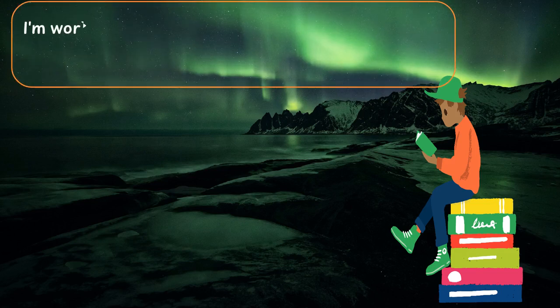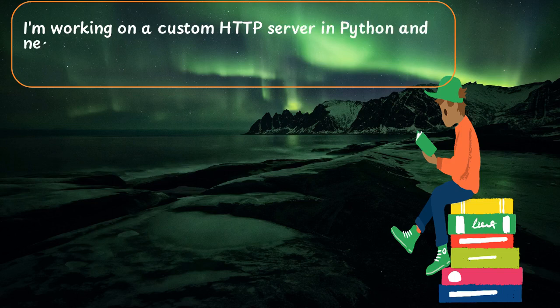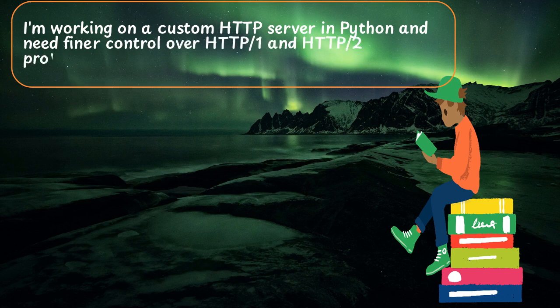I'm working on a custom HTTP server in Python and need finer control over HTTP/1 and HTTP/2 protocols. I've heard about H11 and H2 libraries. Can you explain how they can help?